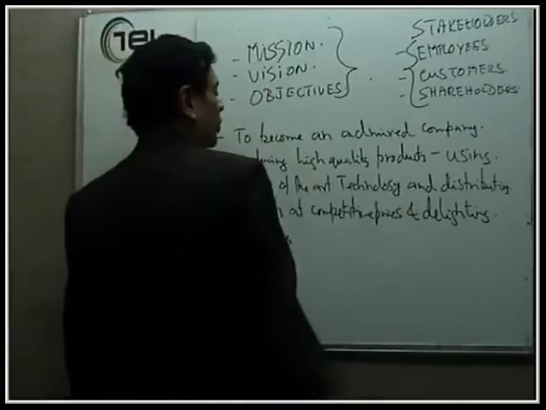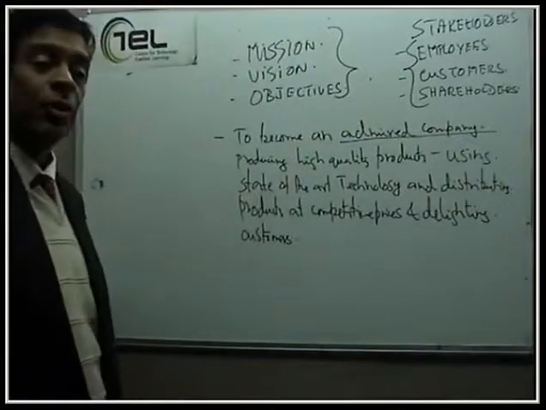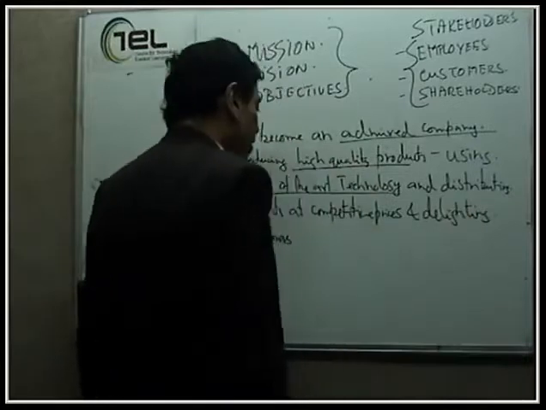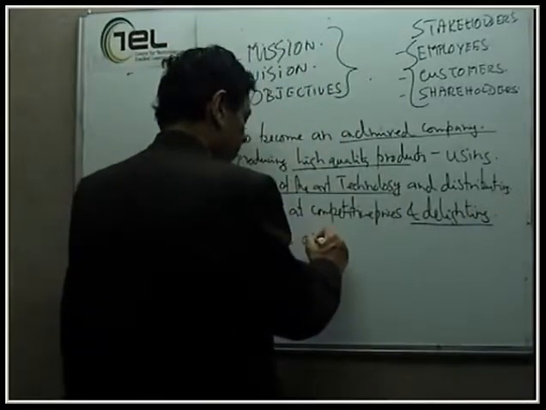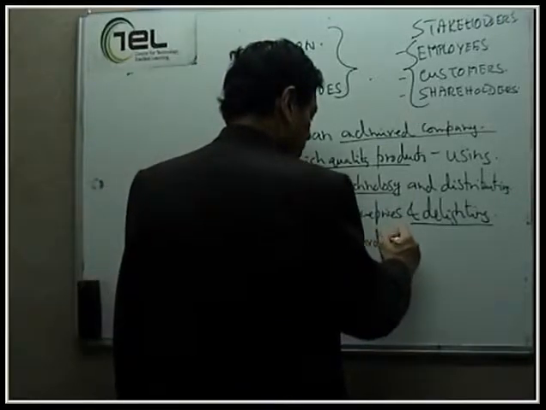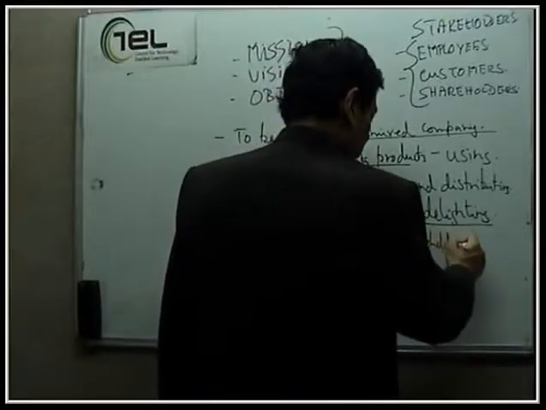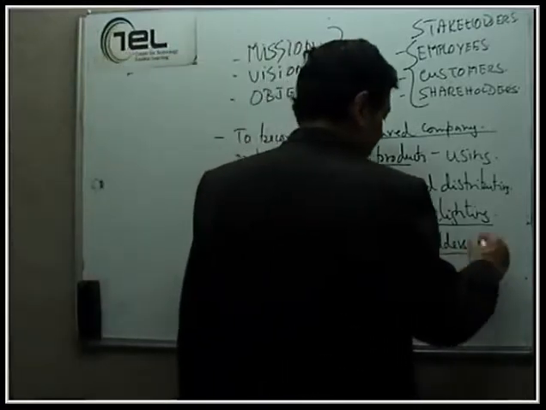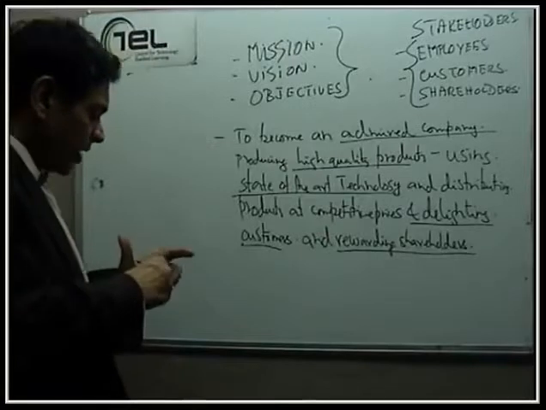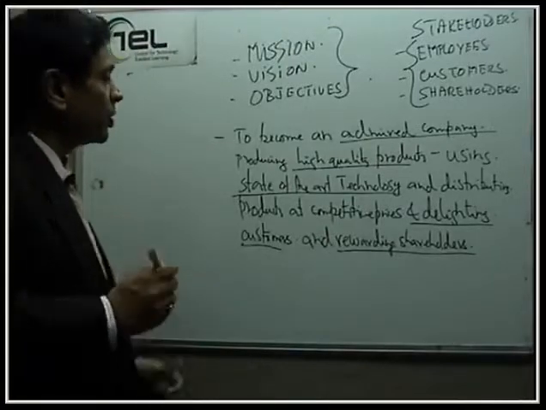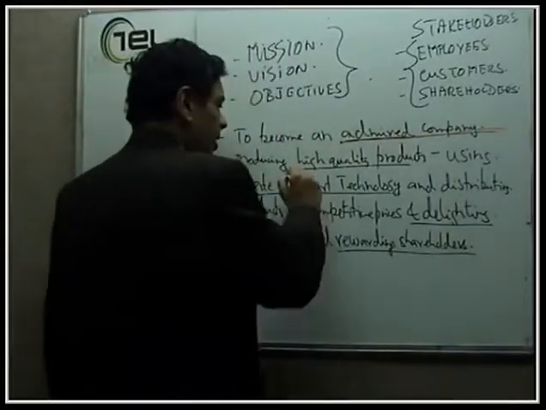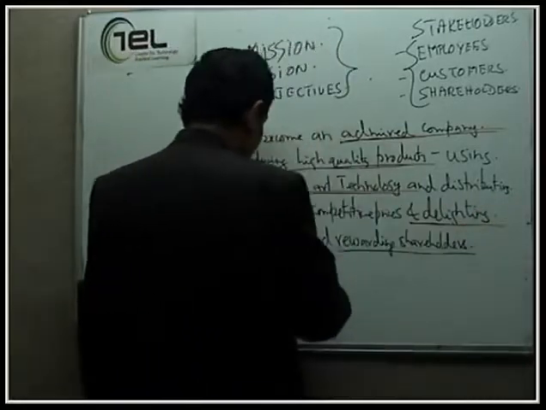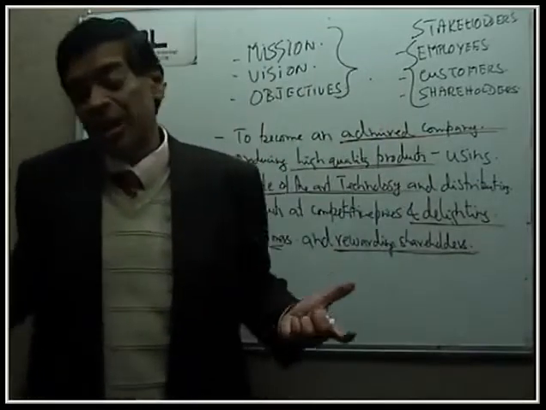Now, please see what this mission or vision statement means. To be an admired company. Maybe you don't become the biggest company in the world, but you're a company which is big enough to be admired. Producing high quality products, using state-of-the-art technology, delighting customers, and rewarding shareholders. I'm not quoting anyone here, but the statement says an admired company producing high quality products because you use state-of-the-art technology, which makes it a brand, and delighting customers and rewarding shareholders. This is just a sample example I've taken.